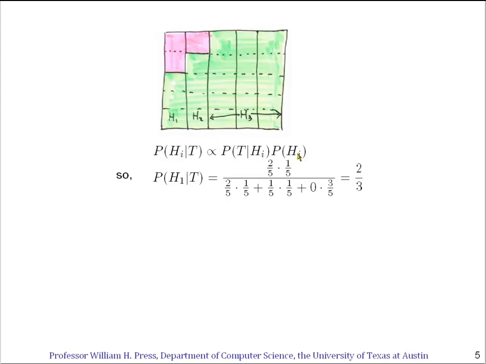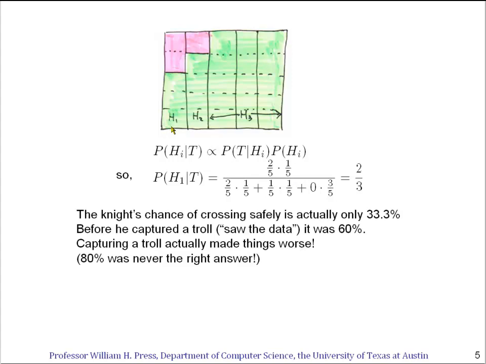That's this P of H3, that is to say these 3 columns. But it's times 0 because there's no probability at all of him capturing a troll under these hypotheses. So what is the answer? The numerator is 2/25, and the denominator is 2 plus 1 is 3/25, and so the answer is 2/3. That is to say, there's a 2/3 probability that we are under hypothesis H1. So his chance of crossing safely is only 1/3, 33 1/3%.